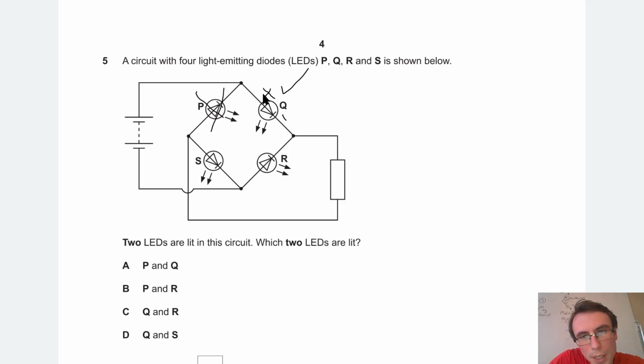Okay, so the current is going to go through there, but this means that ultimately this one here is going to be pointing the wrong way. If the current is connected this way, then this one here is also positive to negative, so this one here is fine, and that's it. So correct answer is D.